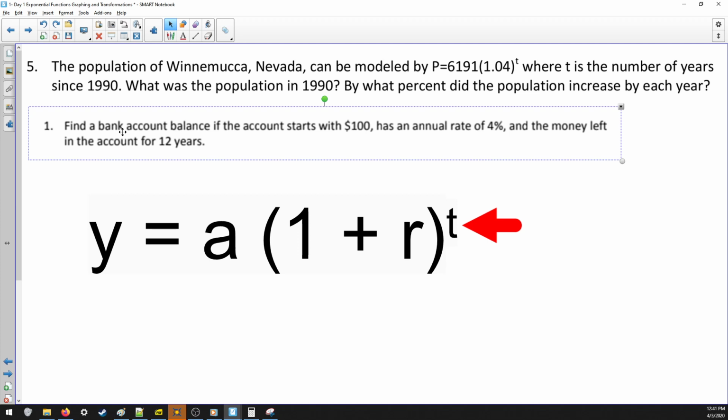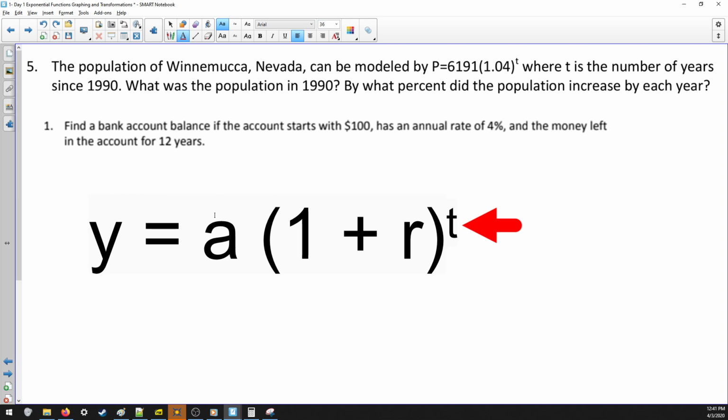If I was talking about, for example, a population decrease, or we sprayed some weeds outside and the number of weeds start dying, so that's going to go down, right? So you have to look at the context of the word problem and see if the starting number is going to increase or decrease. This one is increasing. So if I plug in the information for number 1, it's just going to say $100. So that's my starting value. That goes here.